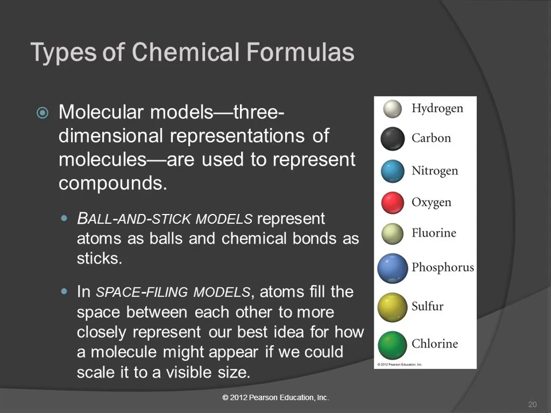So we sometimes use molecular models. And these are 3-dimensional representations. We can make ball and stick models where we actually have little balls and little sticks, and they're like chemists' tinker toys, and you can stick them together. It's really kind of fun. Then we also have space-filling models. This more closely represents what the atom or molecule would look like if we could actually see it. If we could blow it up to visible size, what might it look like?